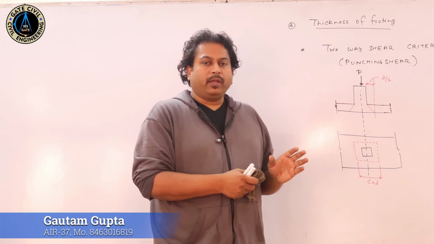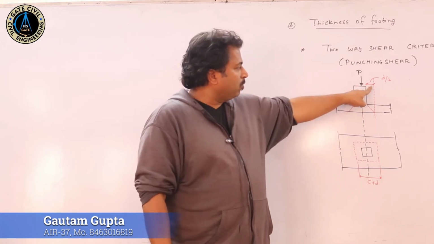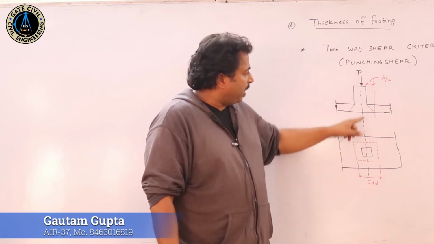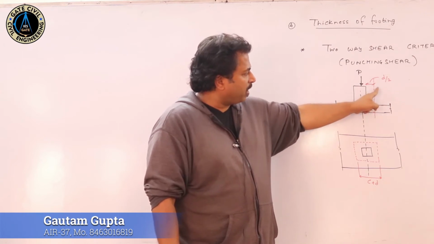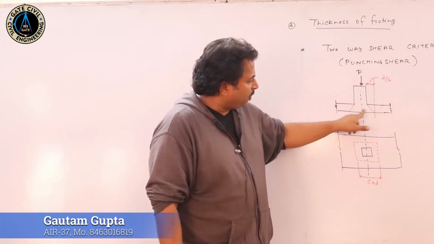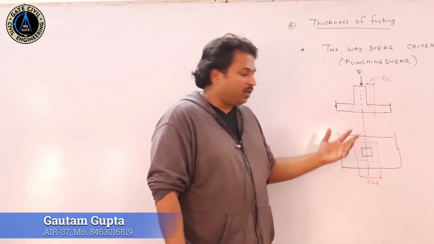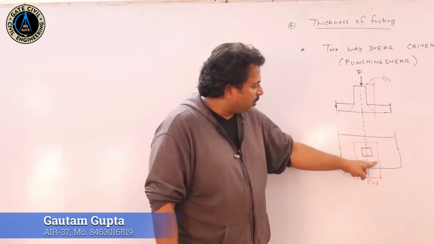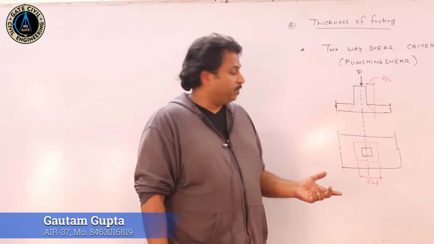Punching shear is calculated at a peripheral distance of d by 2 from the face of the column. As you can see, this is the face of the column and we have just demarcated a red line at a distance of d by 2. So this particular portion will be failing in punching. So that criteria we will be utilizing. This dotted line which is represented in the plan view is representing the critical section.